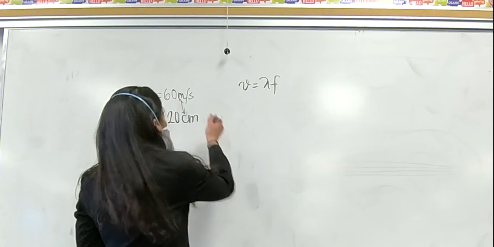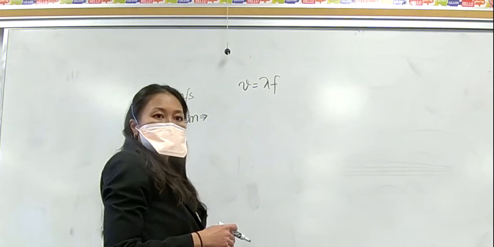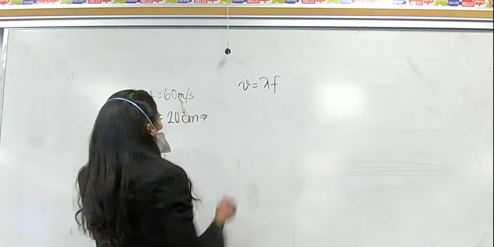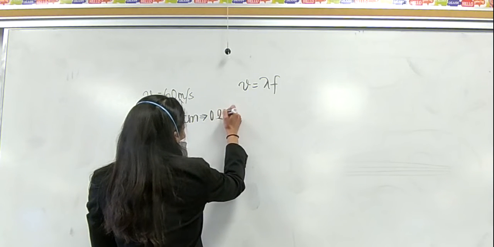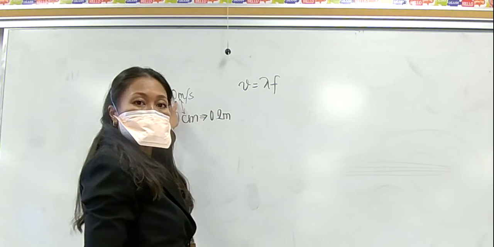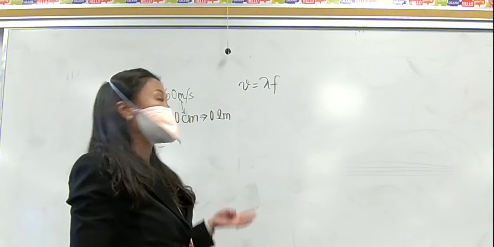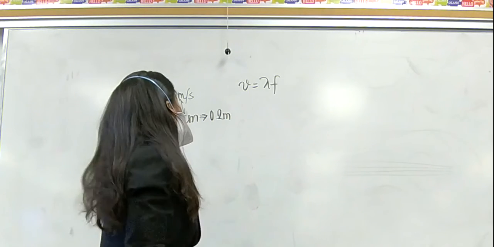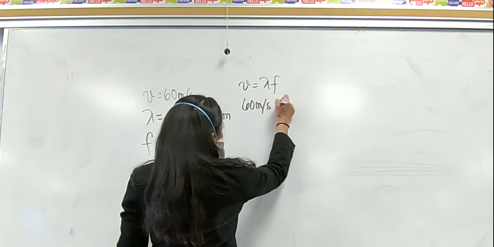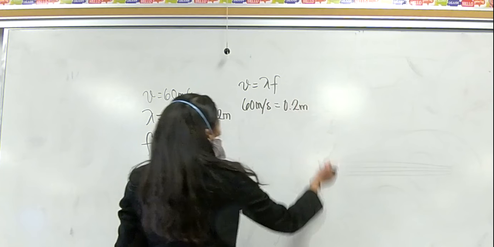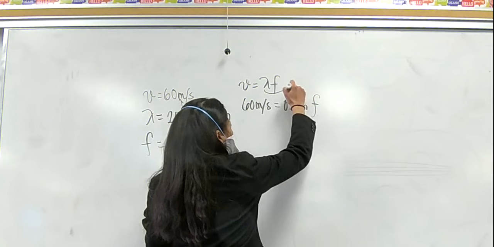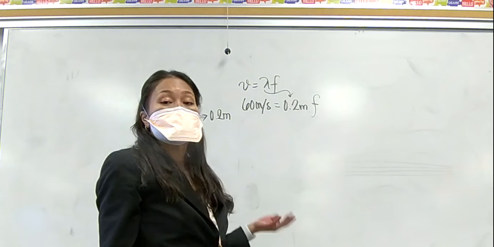I always like to go back to my regular physics unit for length, which is meters. So I'm going to convert the centimeters to 0.2 meters. But if you converted the 60 meters per second to 6,000 centimeters per second, you would get the same answer for frequency. So I am going to plug in my velocity of 60 meters per second is equal to 0.2 meters for wavelength, and then the frequency is what I'm solving for. You have to remember what lambda represents. It represents wavelength.